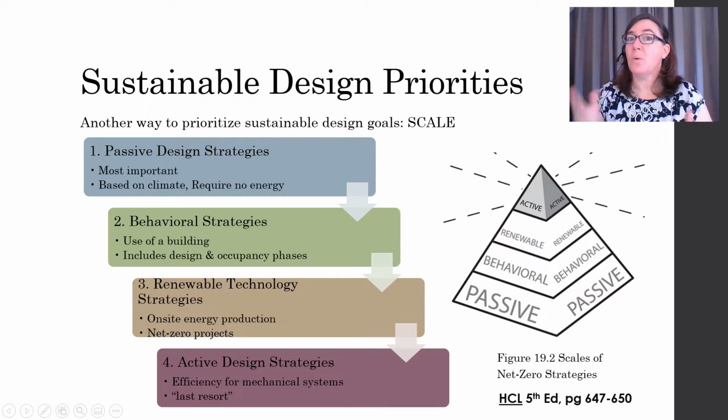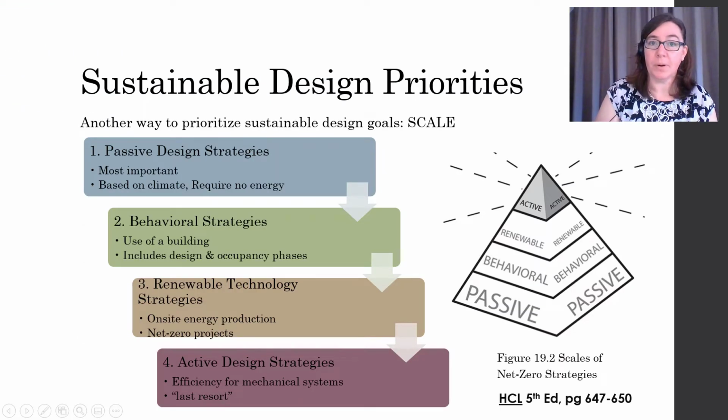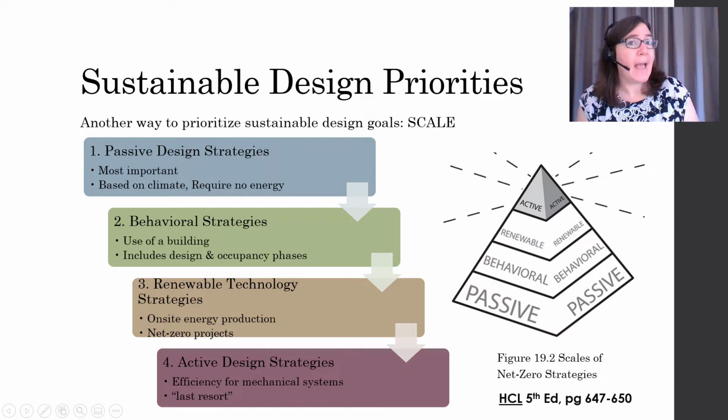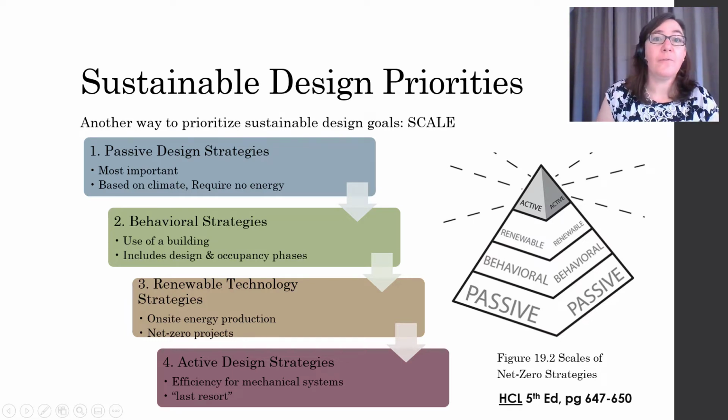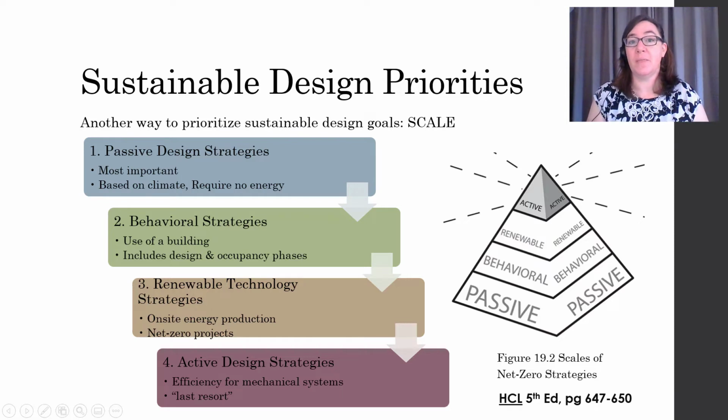So you've thought about what goals you want your project to support. Now, which strategies are the best in order to achieve those goals? It turns out here's yet another way to think about these sustainable design priorities, and it's called scale. Take a look in your textbook, but what this means is that you want the most bang for your buck. You want the most effect from your strategies. And therefore, you need to consider them in this order.